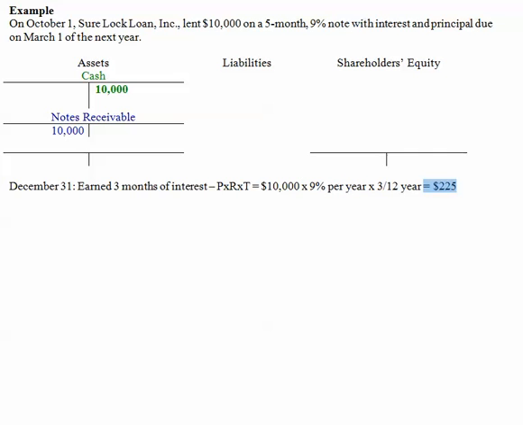So what the company is going to get on December 31 is not cash. Adjusting entries are never to cash. So what you're going to get instead is called interest receivable. And what you credit is interest income or interest revenue, and that increases shareholders' equity.